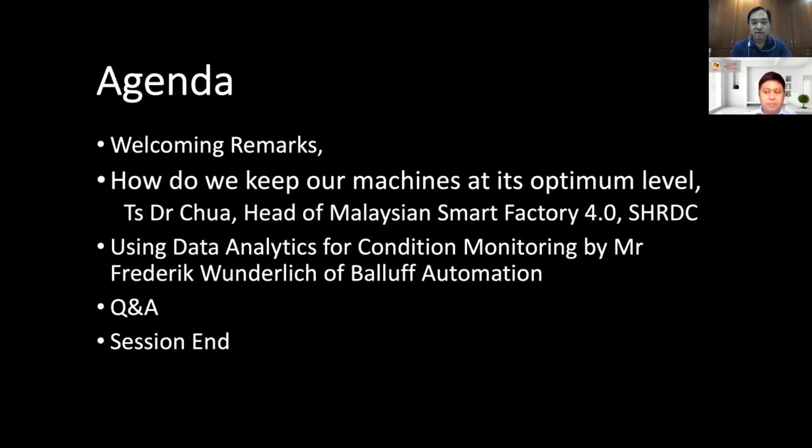So this is today's agenda. We of course have a quick welcome remark from my side. Then we shall move towards Dr. Chua, who will introduce how we keep our machines at their optimum level. Then Frederick from Baduf Automation will discuss how we use data analytics for condition monitoring. Then we move on to the Q&A, and then we end the session.